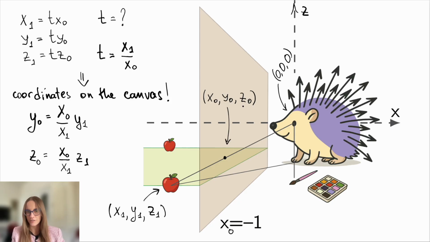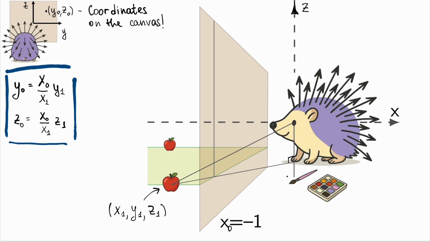We can show this in a drawing. First, we draw a triangle by connecting the real apple to the point 0, 0, z1 with a horizontal line. Then we draw a vertical line in the plane of the canvas, and that gives us the intersection point. But this is just a graphical trick for this specific case. In reality, we already know the coordinates, we don't need to guess them.